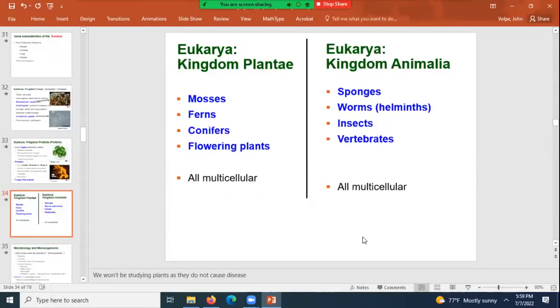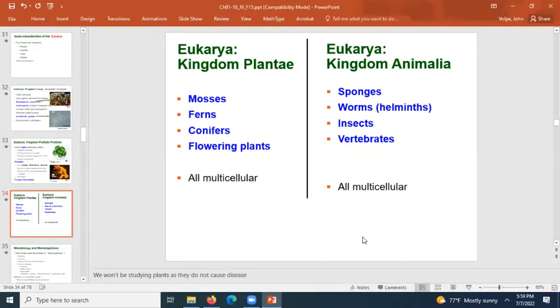All right, kingdom plantae, we're not going to talk much about because they do not cause human disease. We can separate the kingdom plantae into the mosses, the ferns, the conifers, and the flowering plants. All members of the plants are multicellular. So all plants are multicellular. None of them are a microbe. Any question about any of that? We're not going to study them, like I said, because they don't cause human disease.